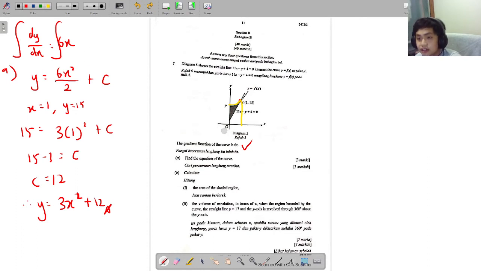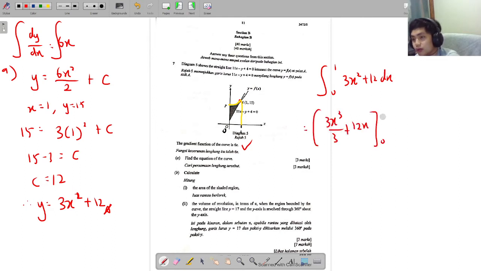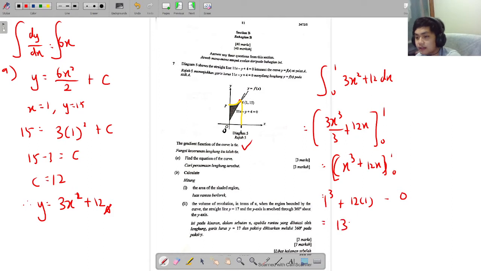So my integration limits are from 0 to 1 because they gave a coordinate already. We are going to integrate the curve equation, 3x squared plus 12 dx, from 0 to 1. Then we have 3x cubed over 3 plus 12x from 0 to 1. To make it easier, just divide by 3. So we have 1 to the power 3 plus 12 times 1 minus 0. So the area is 13 units squared.